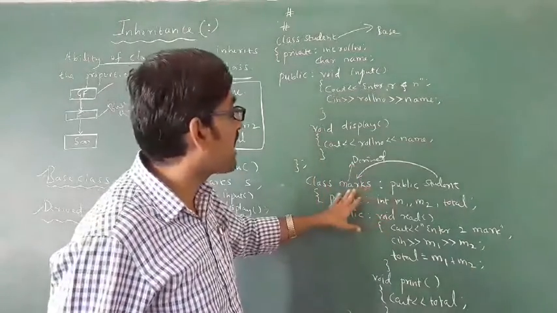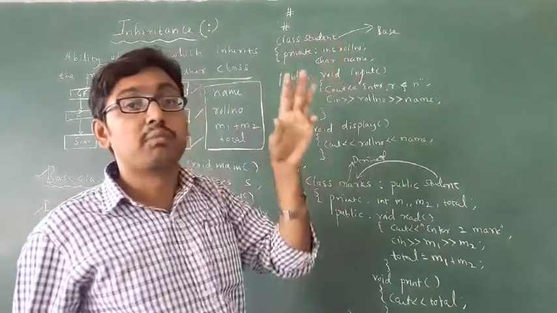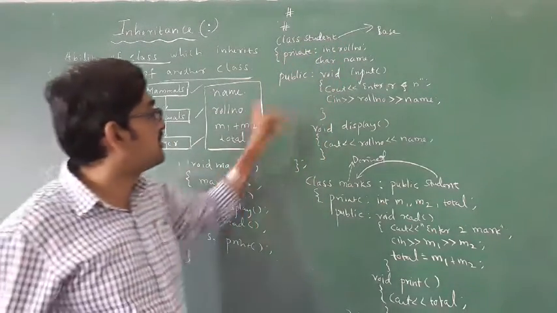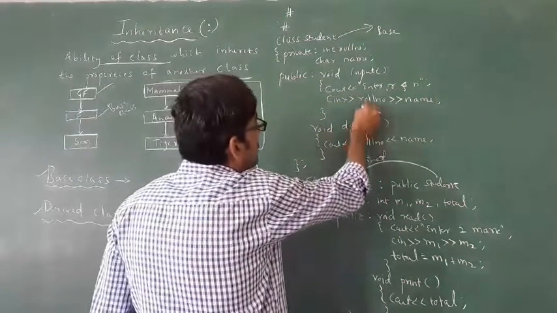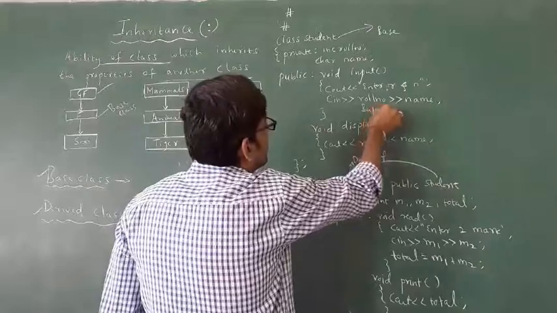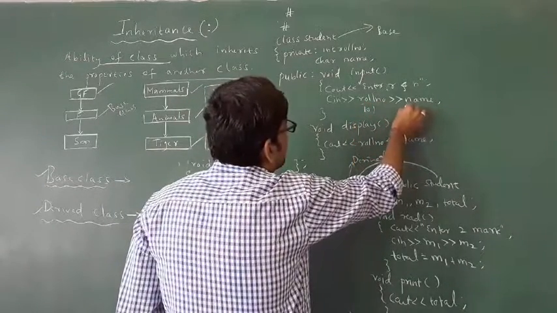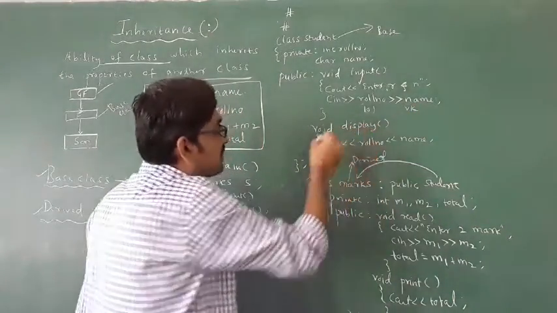That's why Marks is a derived class, and Student is a base class. Then s dot input means it goes to the roll number. For example, for the roll number I have given 101, then for the name I have given here VK. Okay, that it will display.